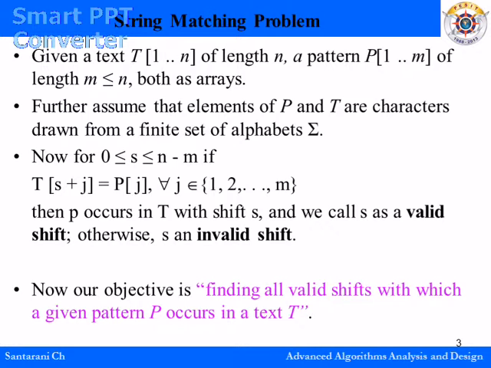That is the value of s when P has a match in the text T. And we call this value of s a valid shift, otherwise s is declared an invalid shift. In a string matching problem, our exercise is to find all valid shifts with which a given pattern P occurs in a text T.